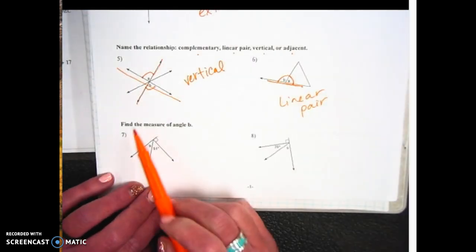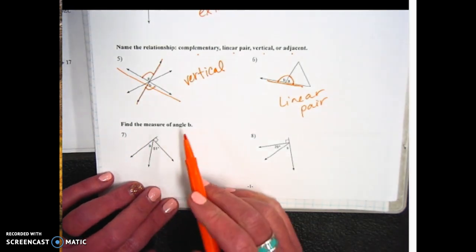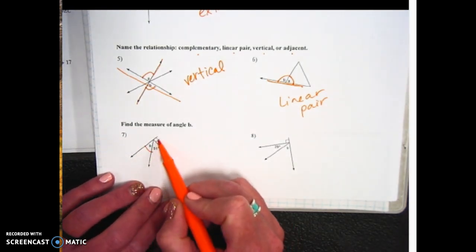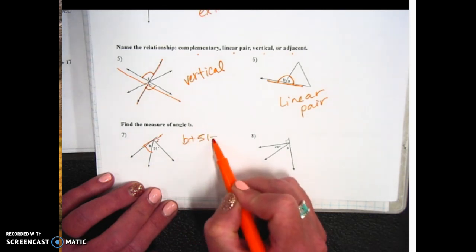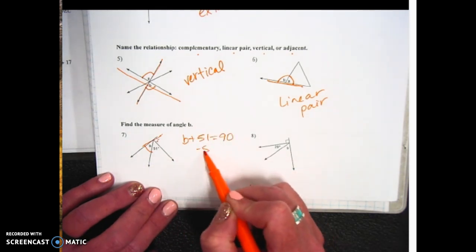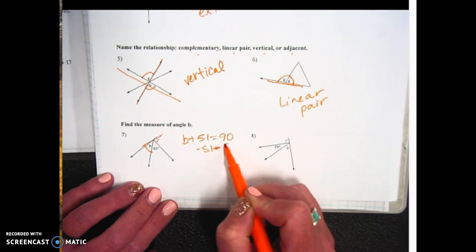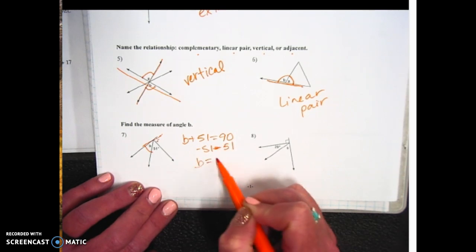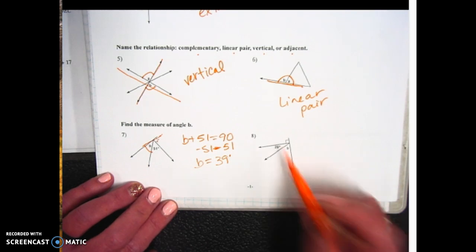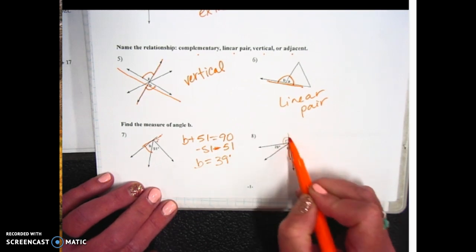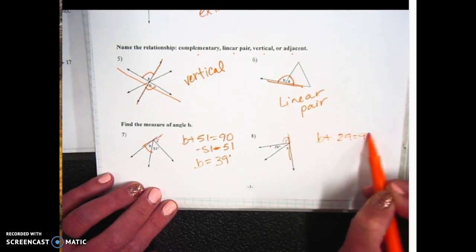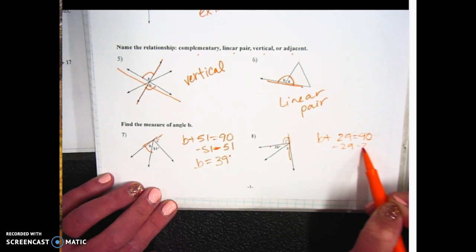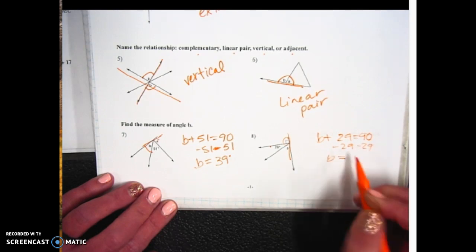Number 7 says, find the measure of angle B. So B is right here. If there's a box right here and it makes a straight line, and this is 90, this is 180, so that means B plus 51 should be 90. So if you subtract 51, B should be 39 degrees. Okay, same thing here, straight line 180, this much is 90. So B plus 29 should be 90. Subtract the 29. So B is 61 degrees.